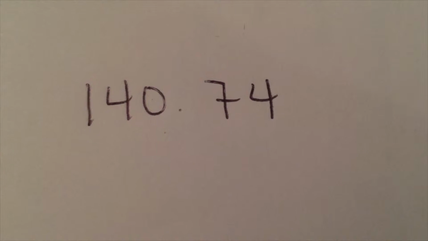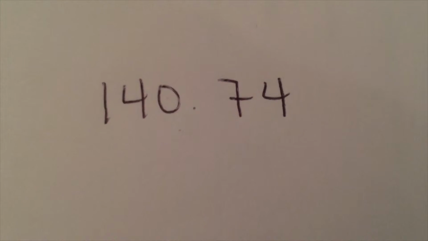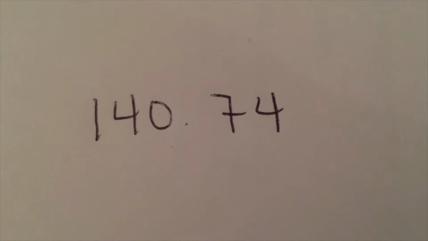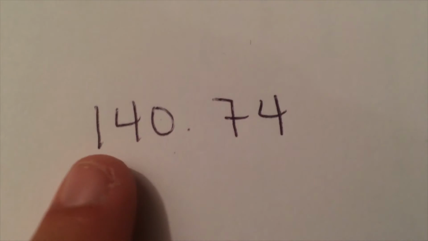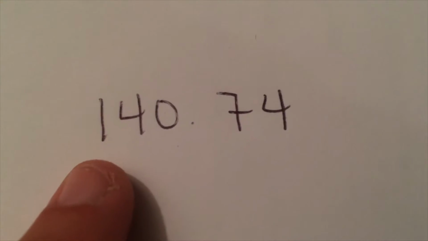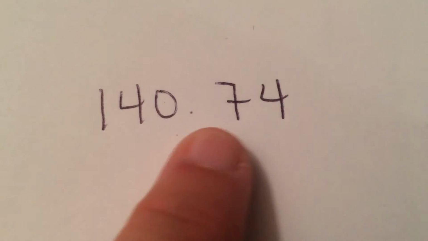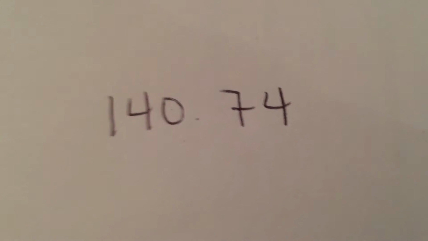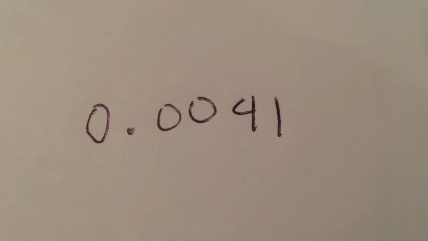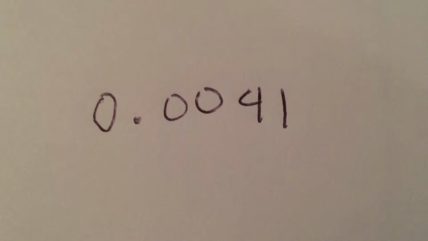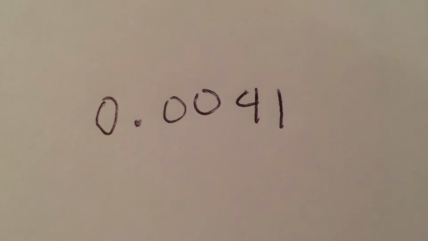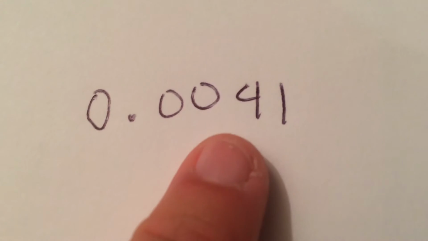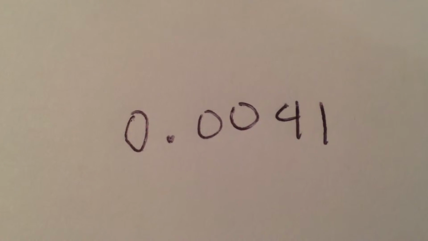Now let's do some examples. How many significant figures are in the number 140.74? Since it has a decimal, you start from the left, starting with the first non-zero number. 1, 2, 3, 4, 5. 5 significant figures. 0.0041. Since it has a decimal, you start with the first non-zero number, 1, 2. 2 significant figures.